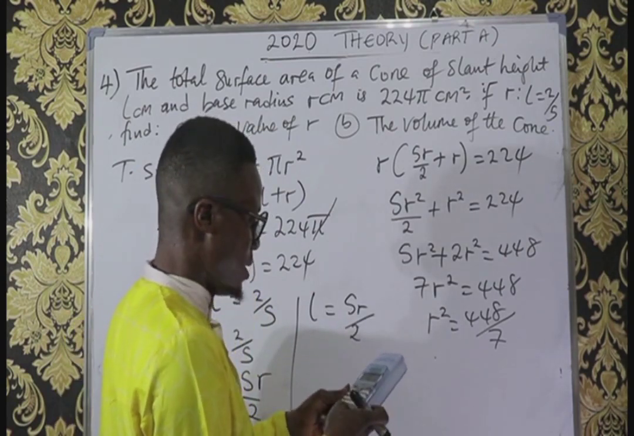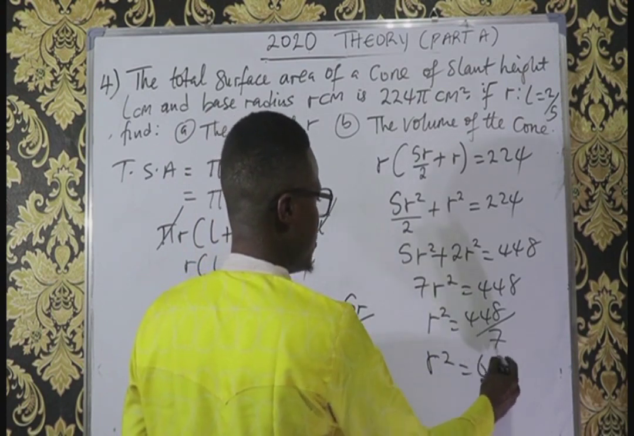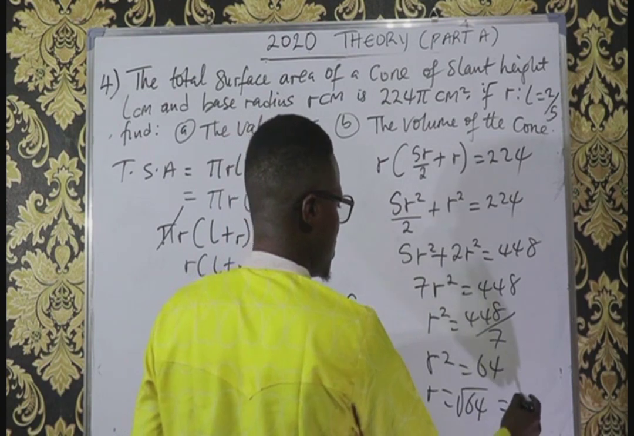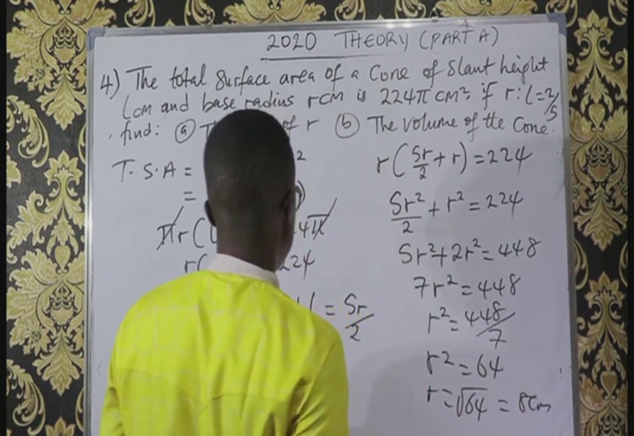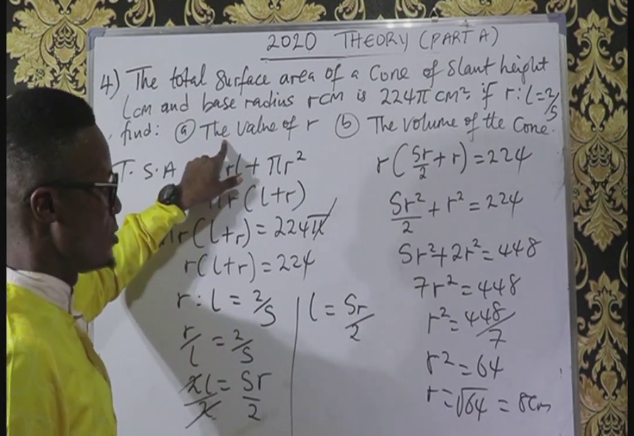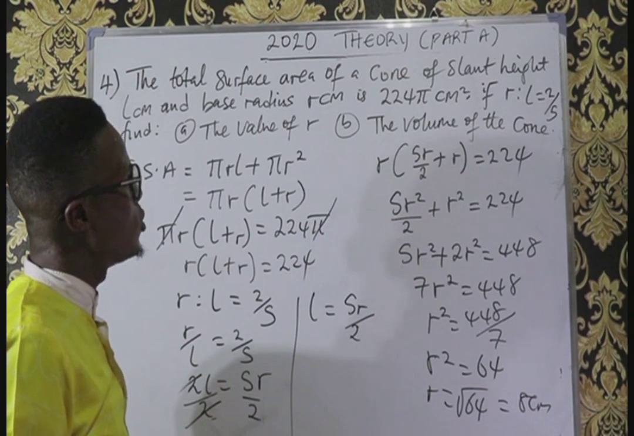448 divided by 7 is 64. So r² is equal to 64. Therefore, r is equal to the square root of 64, which is 8 cm. So the radius is 8 cm. We've answered the first question, the value of the radius. Having got the radius as 8 cm, let us now get the volume of the cone.